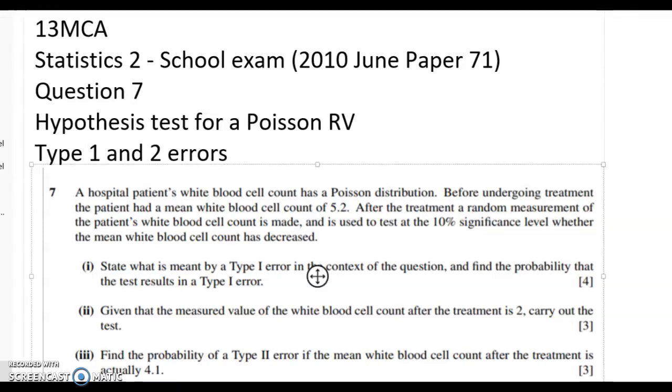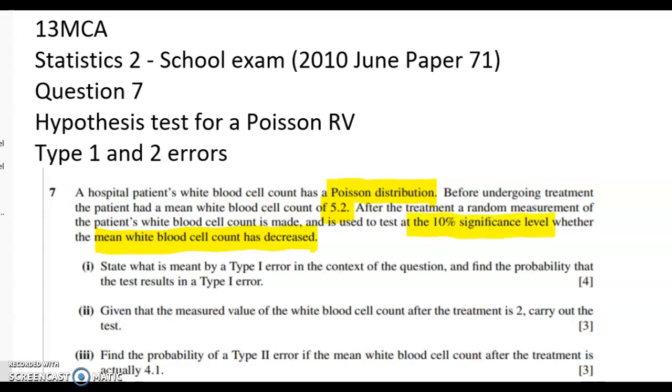We've got a hospital patient with a white blood cell count, and that's got a Poisson distribution. So remember that if it's got a Poisson distribution, the values it can take on are 0, 1, 2, 3, and so on. However, the mean, or the lambda for that Poisson, doesn't have to be an integer, and that's what we've got going on here. So on average, before undergoing treatment, the patient had a mean white blood cell count of 5.2. And after the treatment, we want to see whether the mean white blood cell count has decreased, and we're going to use a 10% significance level.